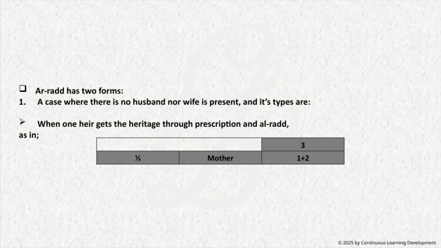So on this slide, we see the copyright 2025 by continuous learning development. This just indicates the copyright for this material. Moving to the table, we have the number 3, representing the third point we're discussing today. The fraction 1/3 highlights that we're focusing on a specific portion of the topic, which is about the mother, as indicated in the table.